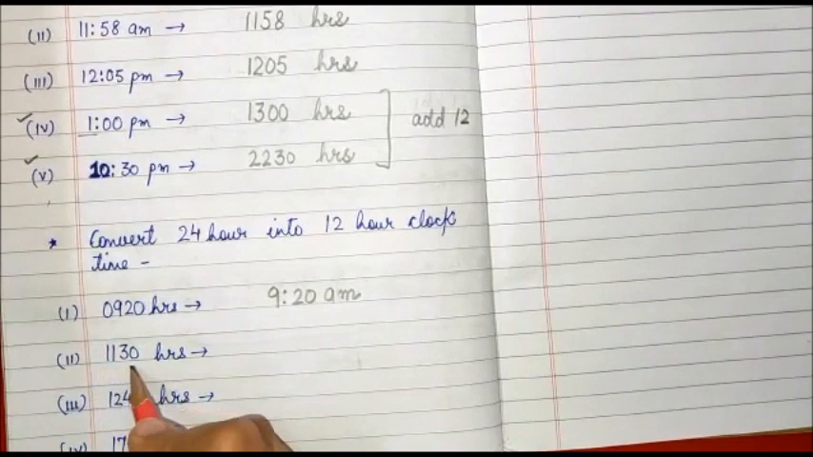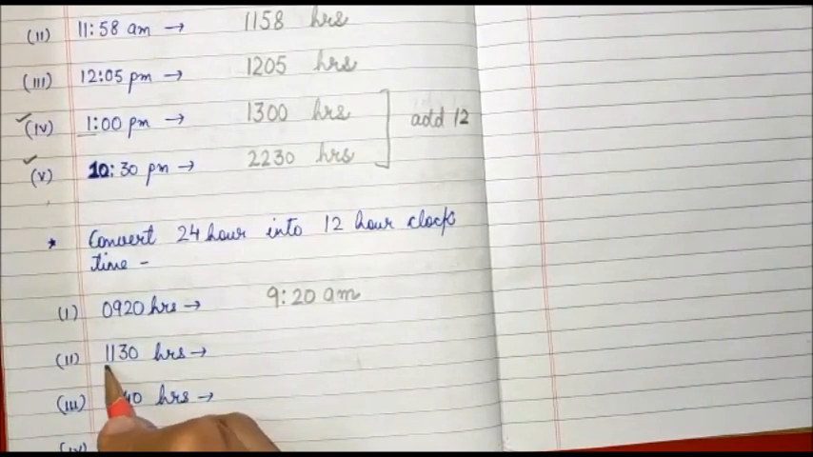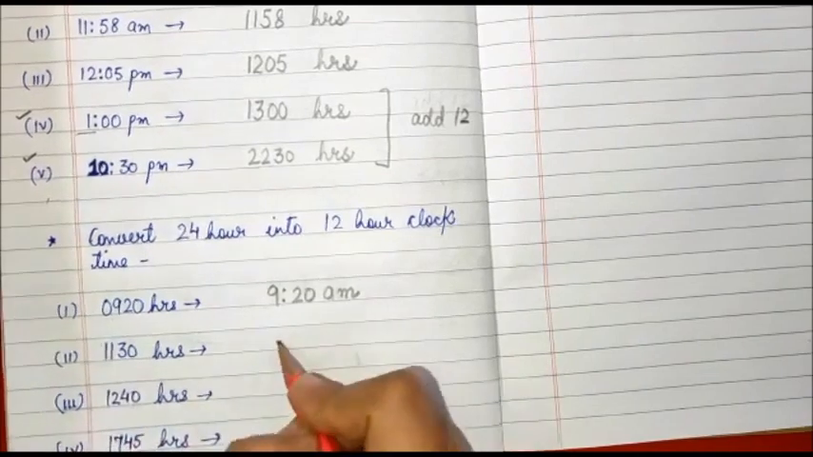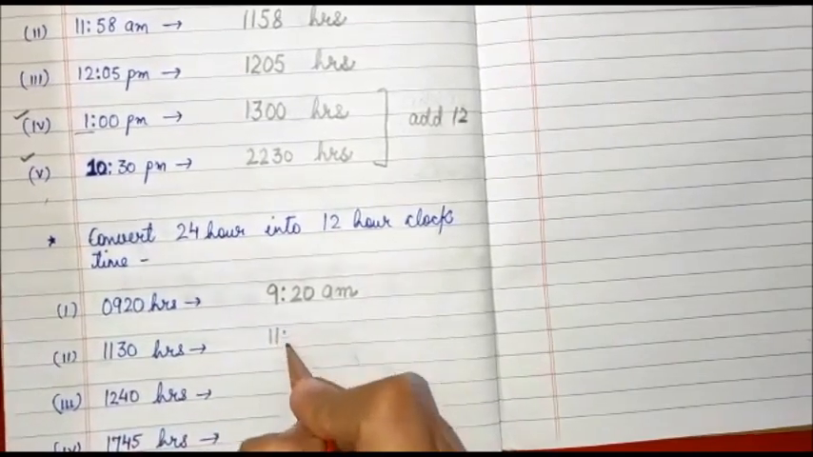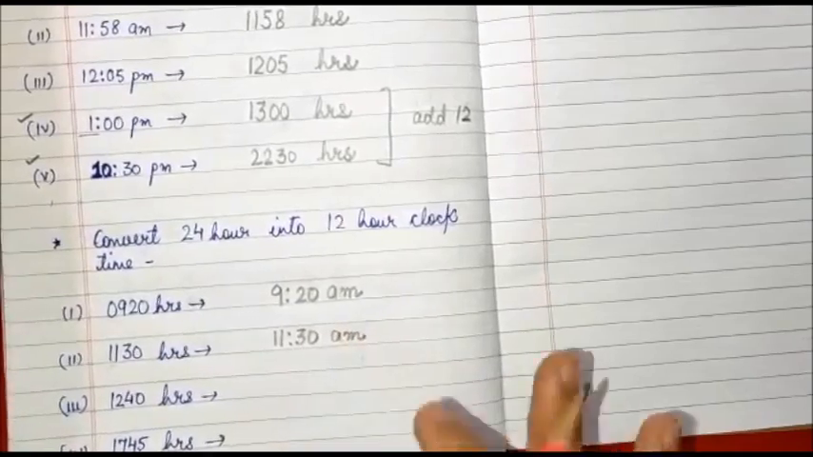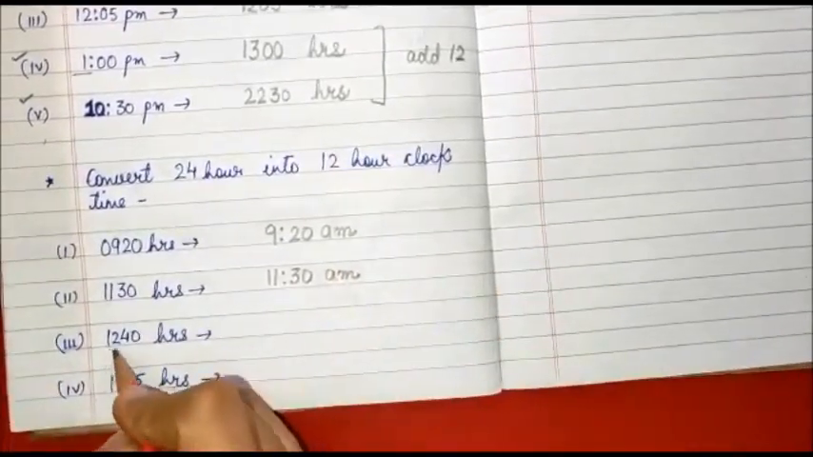Now let's look at the second part. It is again 11 hours, 11:30 hours. Means again less than 13. So no need to worry. Just write as it is. It is the AM time. 11:30 AM. Now let's come to the third part.